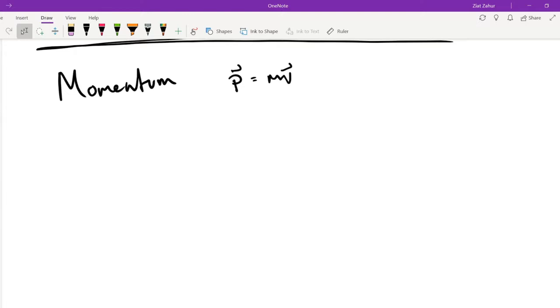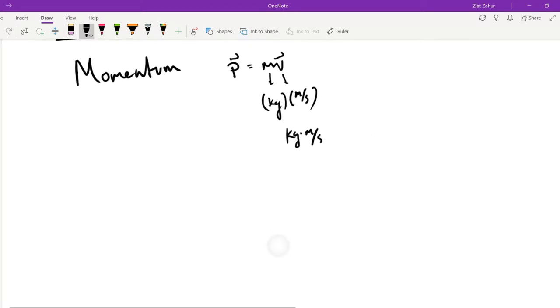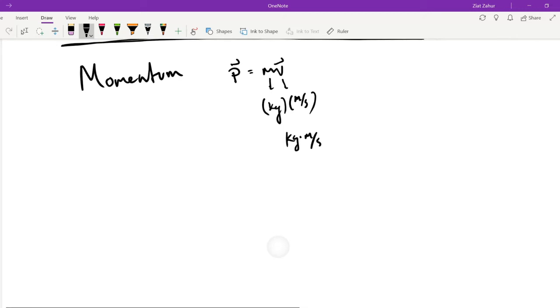There are no new units. It's just the combination of the old units. So the units for mass would be kilograms. The units for velocity is meters per second. So we get kg meters per second. Vector addition still applies here, so you can add momentum vectors, just like you did with 2D vectors for dynamics.